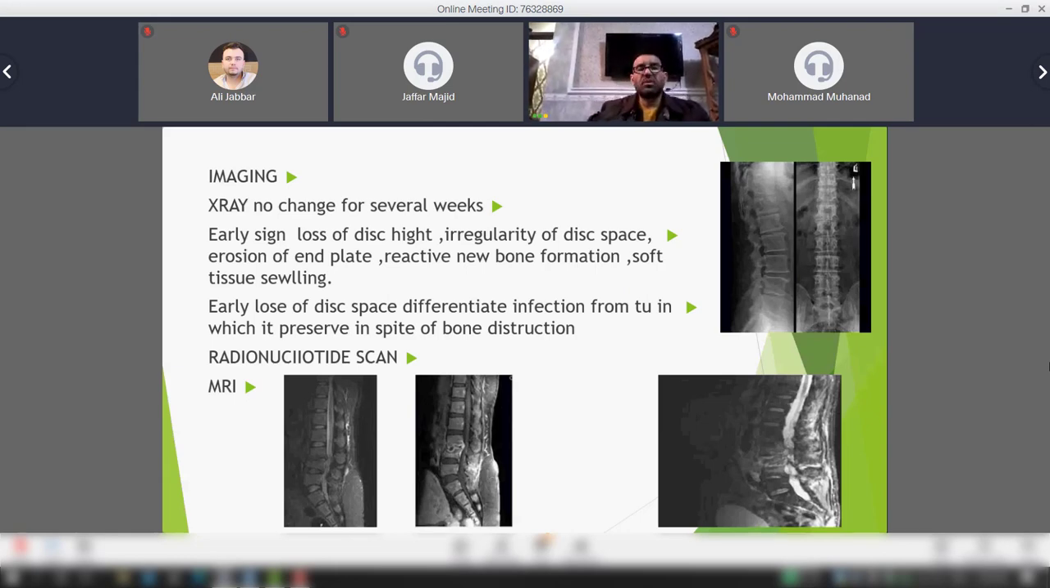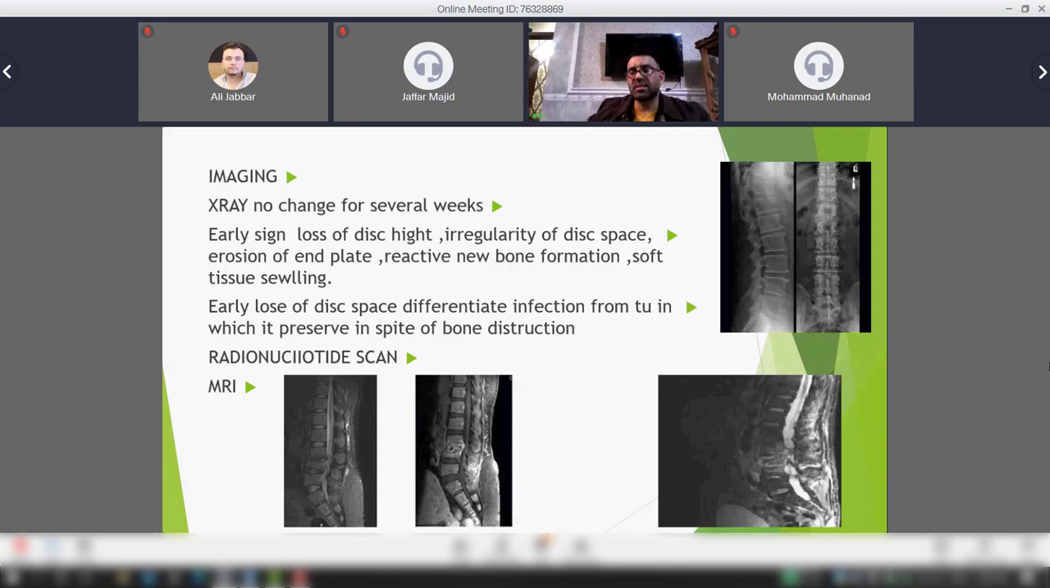This is an image of how it appears by X-ray. You can see loss of disc height, irregularity of the disc space, and erosion of the end plate. By X-ray, there is reactive new bone formation, soft tissue swelling, and early loss of disc space, which differentiates infection from tumor. In a tumor, the disc space is intact and is invaded late. In infection, once you see the disc space is affected, you go for infection fast. But later on, it will be the same.